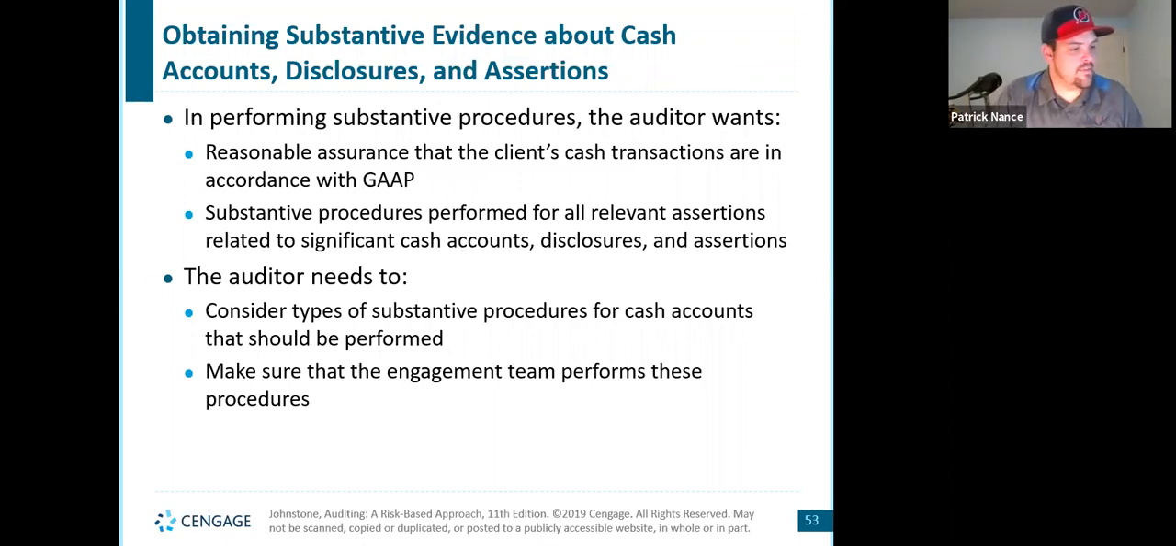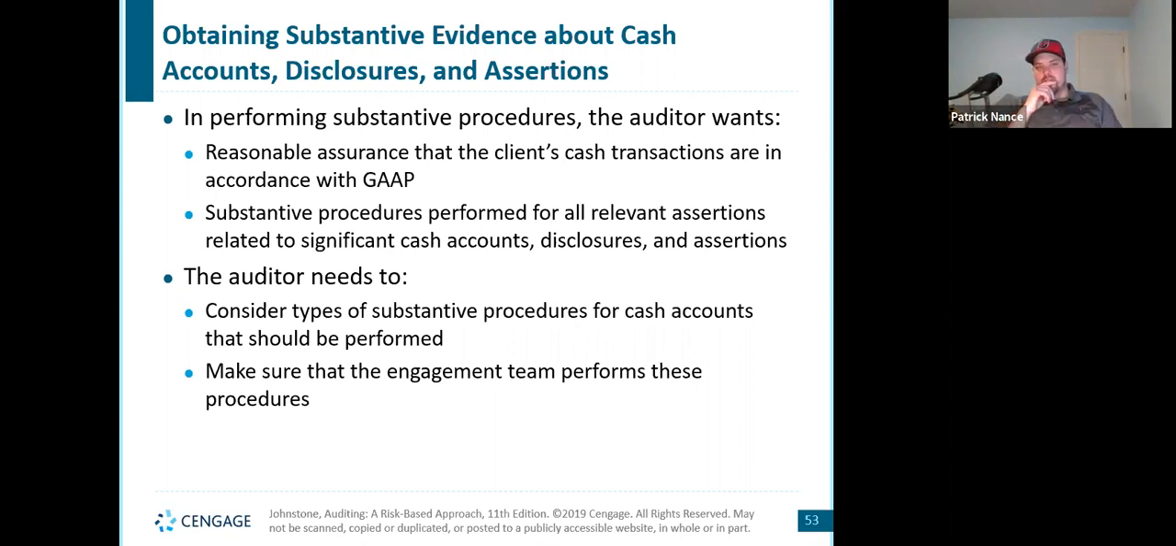Okay, 516, obtaining substantive evidence about cash accounts, disclosures, and assertions. In performing substantive procedures, the auditor wants, one, reasonable assurance that the client's cash transactions are in accordance with GAAP, and two, that substantive procedures are performed for all relevant assertions related to significant cash accounts, disclosures, and assertions. So we want to make sure that we're testing everything that we need to test, and we want to make sure that the transactions are being recorded in compliance with GAAP, which is the entire purpose of the financial statement audit in the first place.